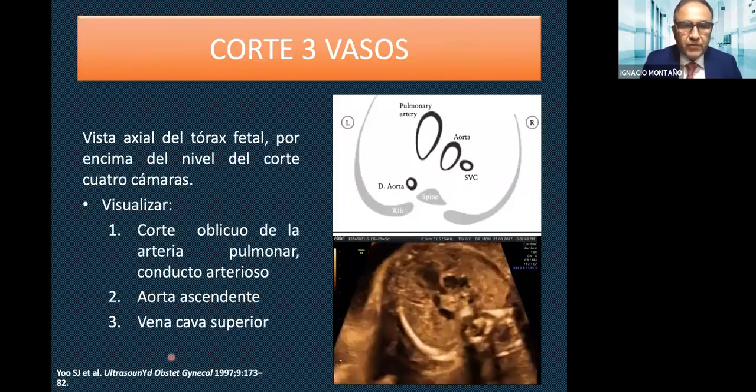The three-vessel view is an axial plane of the fetal chest located just above the four-chamber view, and it is obtained through a sequential sweep starting at the right ventricular outflow tract, where we will evaluate the pulmonary artery, the ascending aorta, and the right superior vena cava. An oblique section of the pulmonary artery and a cross-sectional section of the aorta and the vena cava. The pulmonary artery continues with the ductus arteriosus.